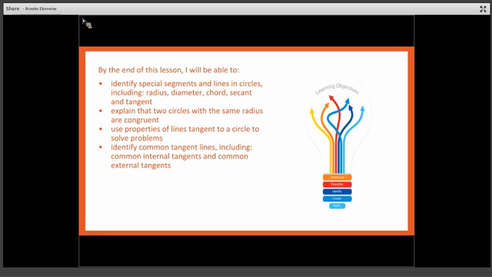Let me go ahead and show our learning targets. On Monday, you watched a video where you learned how to identify special segments and lines and circles, including radii, diameter, chords, secants, and tangents. You also were able to explain that 2 circles with the same radius are congruent. And in yesterday's recording, we used properties of lines tangent to a circle to solve problems. So that leaves the last target for today.